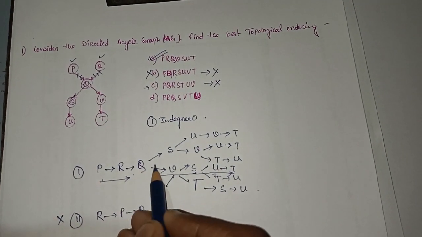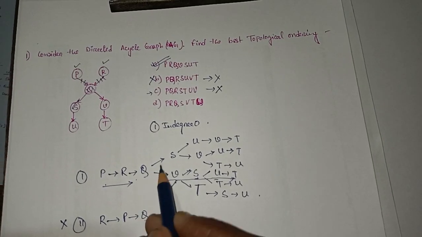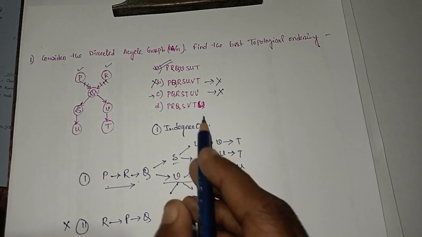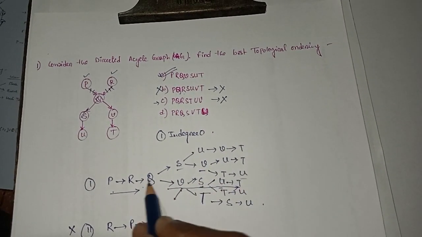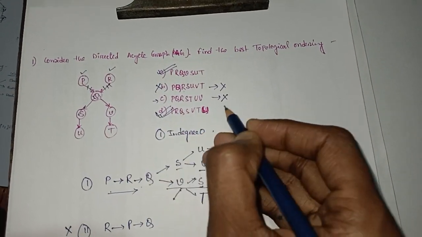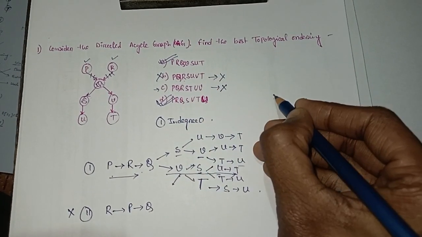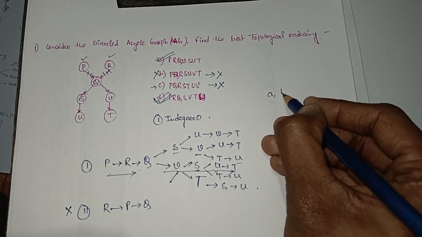PRQSV, then TU. This is also possible. So this is an MSQ type of question, and the correct options for this question are option A and option D.